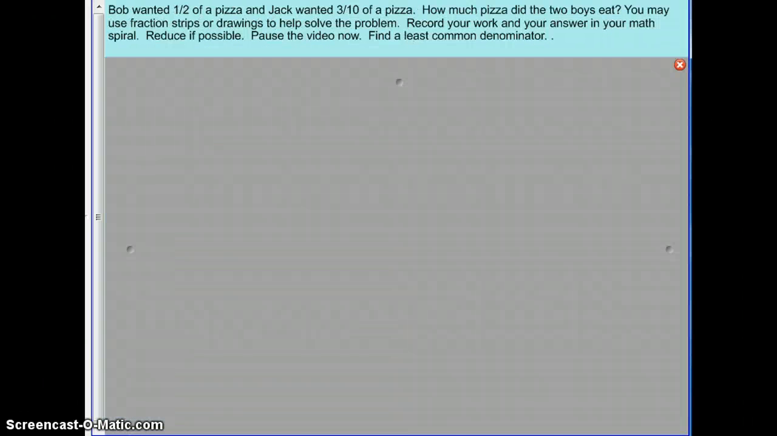Now, Bob wanted 1/2 of a pizza and Jack wanted 3/10 of a pizza. How much pizza did the boys eat? You may use fraction strips or drawings to help solve the problem. Record your work and your answer in your math spiral. Reduce if possible. Find a least common denominator by listing out the multiples. Pause the video now.